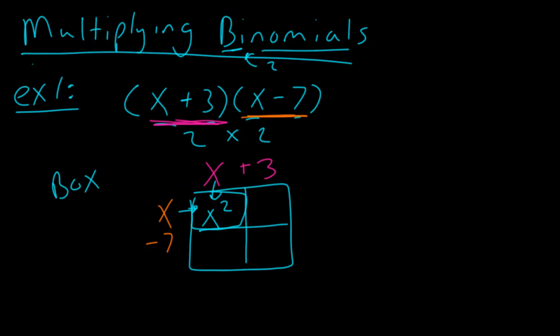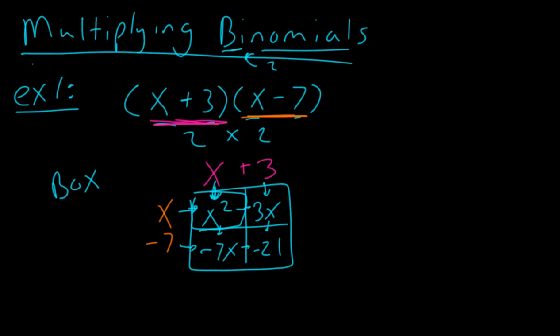Okay, let's continue on this x right here, and let's drop down this 3. What is x times 3? Well, of course, y'all know that to be 3x. Okay, what about right here? We have this negative 7 times x, so this x continues on down. Well, that of course will give us negative 7x. And lastly, we have negative 7 times positive 3, which will of course give us negative 21.